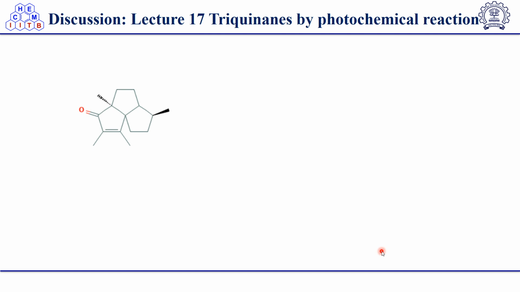So here what we have seen is the application of the oxa-di-pi-methane rearrangement and the photochemical 1,3 acyl shift in the total synthesis of sulfurpherol and capnellene by Demuth and Uyehara's group. So the key reaction was the oxa-di-pi-methane rearrangement in this case, by photochemical reaction.